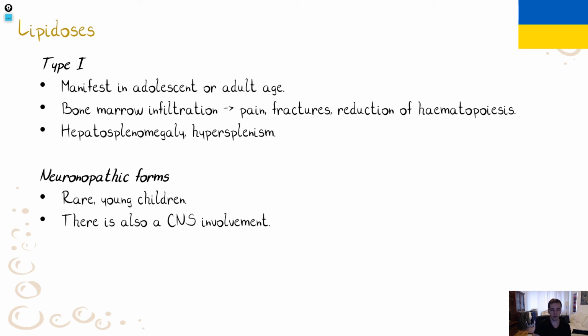Neuronopathic forms are more rare, they are more severe, they affect young children, and there is also CNS involvement apart from liver and spleen.